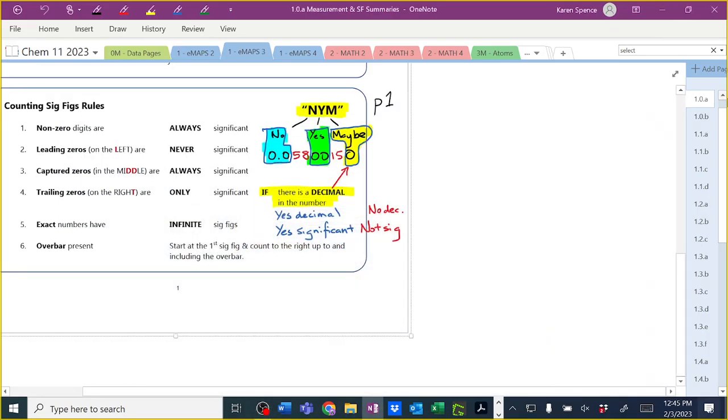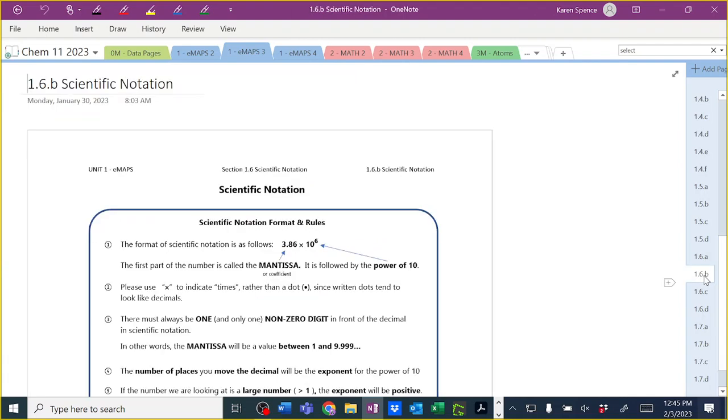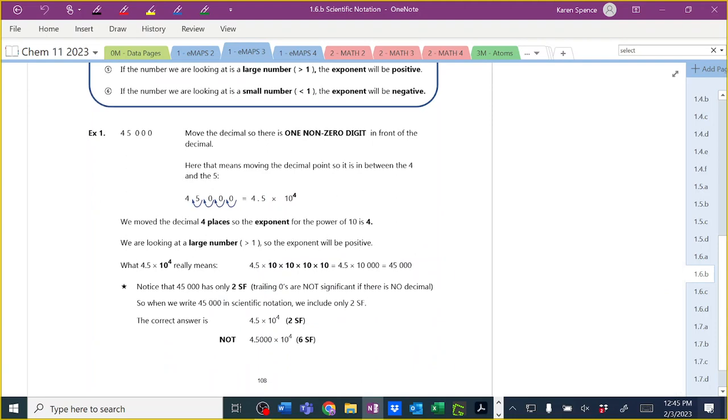All right. Today we are going to look at 1.6b, which is on page 108.